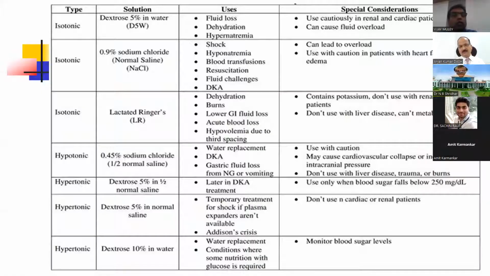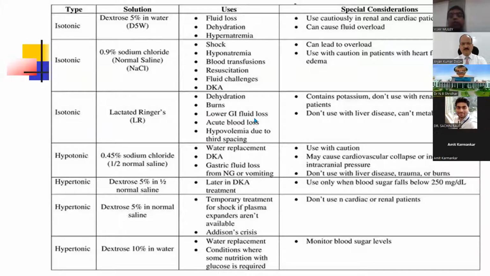So ultimately, the last slide is the type of fluids that need to be administered, like dextrose 5% in case of fluid loss, and it can cause fluid overload if you administer it very fast. Isotonic 0.9% sodium chloride is indicated in case of shock and hyponatremia. Then it is also used in certain dehydration and blood transfusion, and care needs to be taken that sometimes it may lead to overload and cause shock.